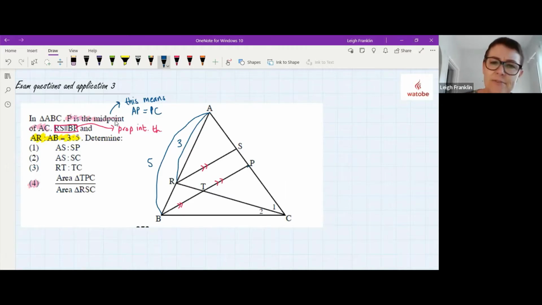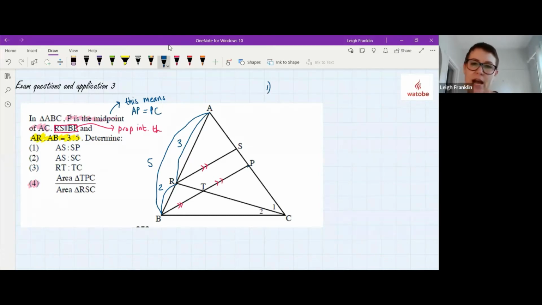Interestingly enough, if from A to R is 3 and from A to B is 5, what's this little bit over here, RB? What would it be? 2. It would have to be 2, quite right, to be there. All right, so now we can write RB is to RA, or we can write something about BR is to AB if we wanted to, but we'll just have to wait and see what the questions ask us. So the first question says to us, determine AS is to SP. So they want a ratio from us. AS is to SP.